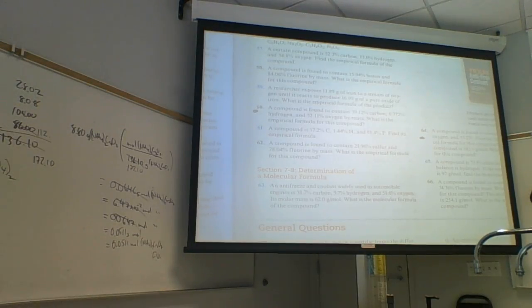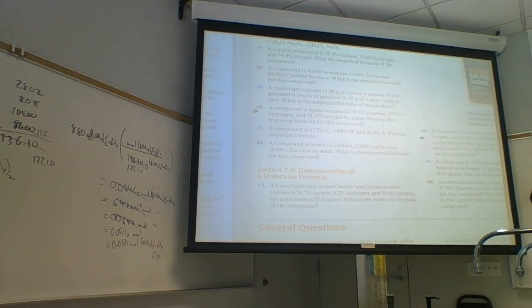Simplest whole number ratio. So this is 39.12 divided by 12.01. This gives me 3.257. I'm allowed 4, so 3.2572 moles of carbon. 8.772 divided by 1.008 is 8.7023 moles of hydrogen. And this is 52.11 divided by 16. This gives me 3.2568 moles of oxygen. And so formula is the mole ratio or atom ratio. So I get carbon 3.2572, hydrogen at 8.7023, and oxygen at 3.2568.